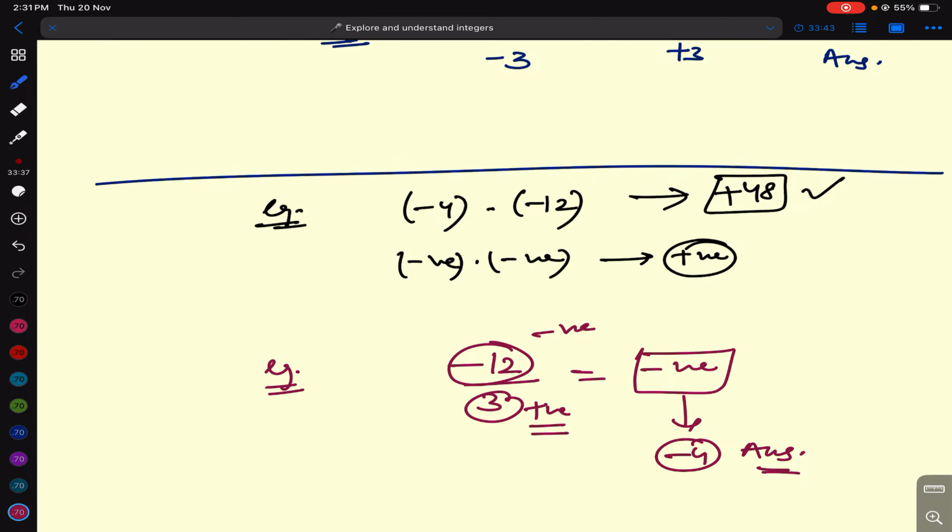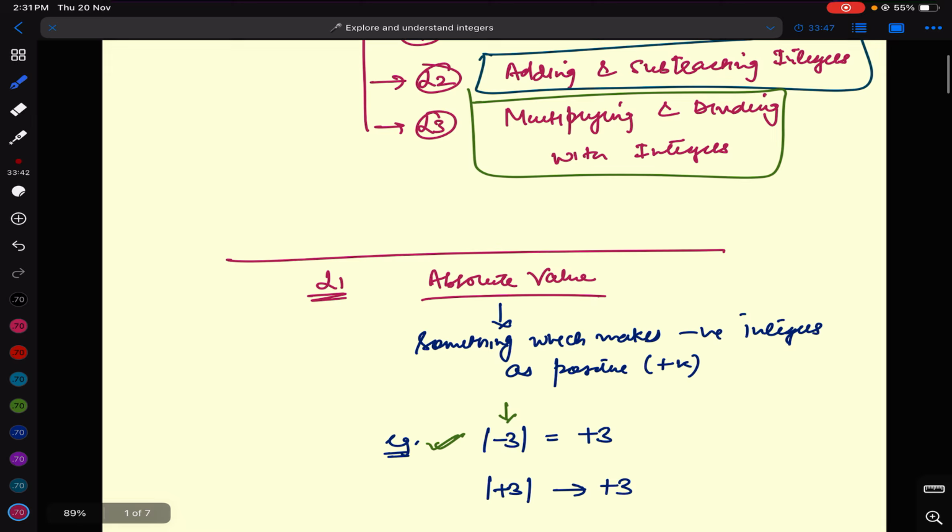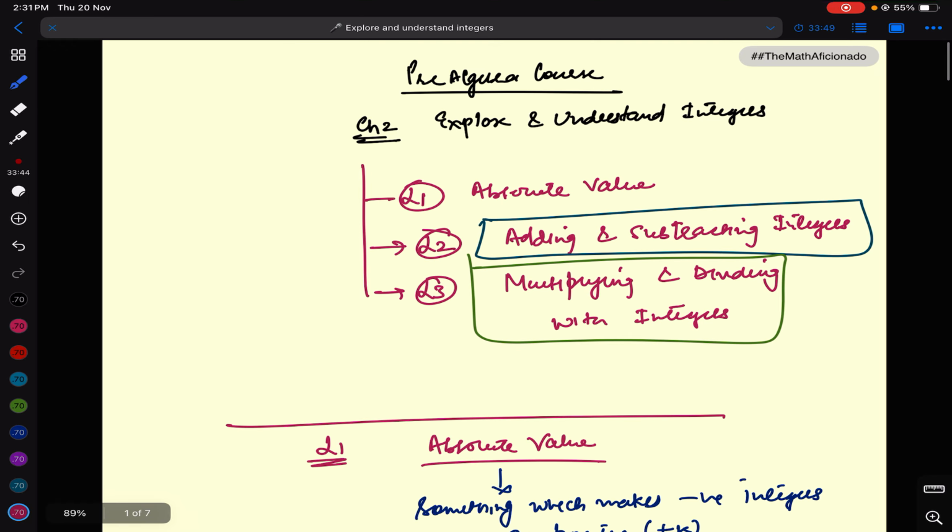Now that was all about the three lessons that we had as a part of this chapter. The first one that we discussed was about absolute value. The second one is addition and subtraction of the integers, and the third one is multiplication and division of the integers. So this was all about chapter number 2, which was understanding the integers.